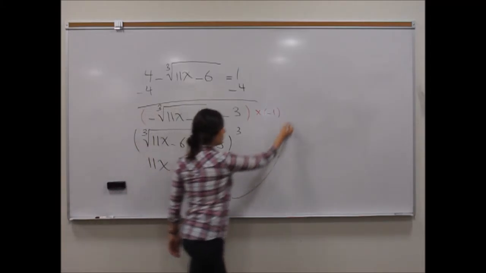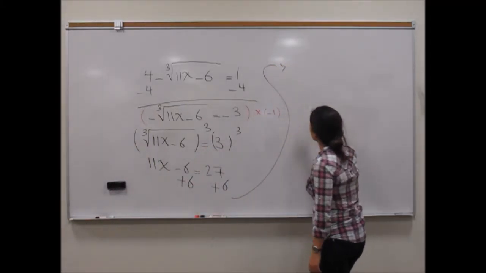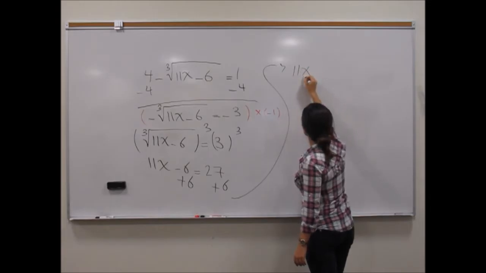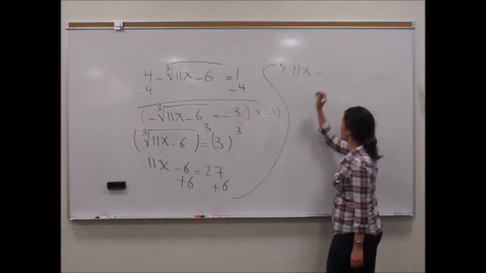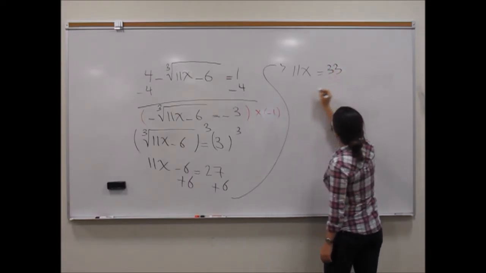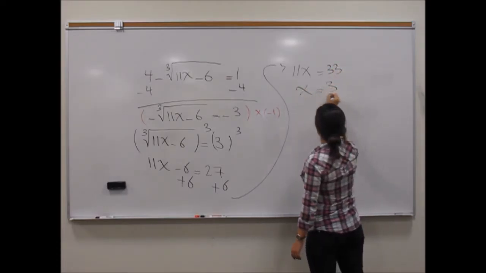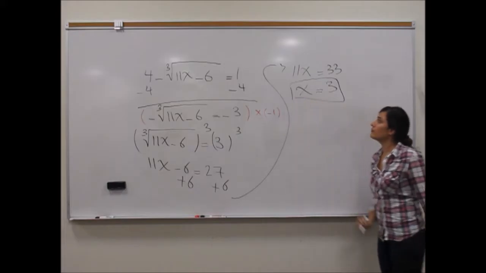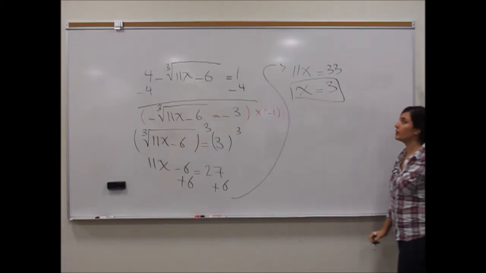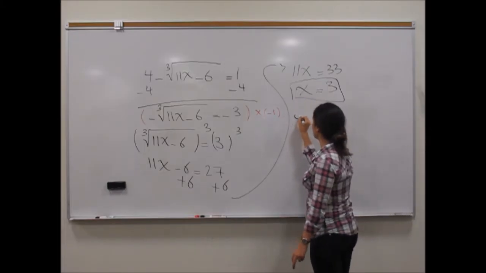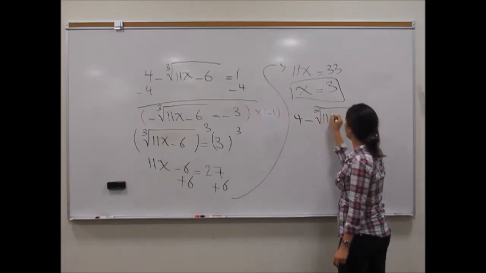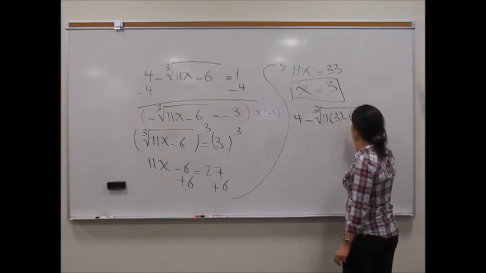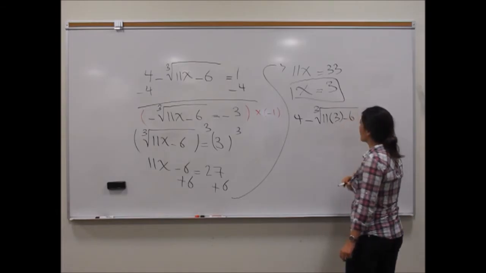27 plus 6 is 33. So our answer is x = 3. Again, we don't have to check because it's a cube root, but let's just practice. So it's 4 − ∛(11 × 3 − 6). Let's see if that works.